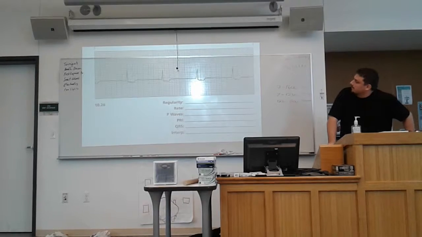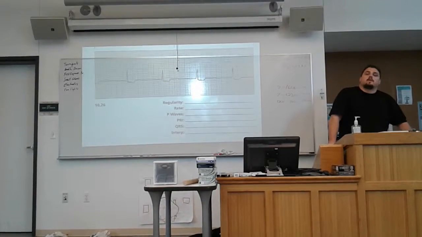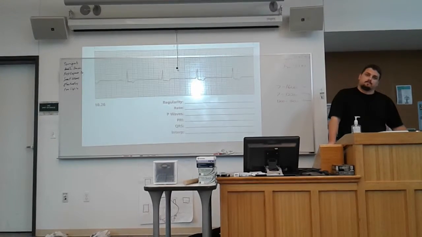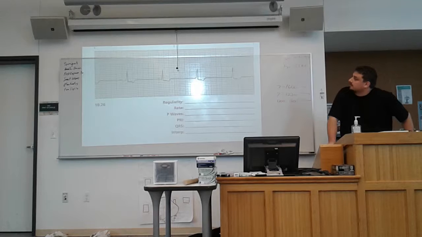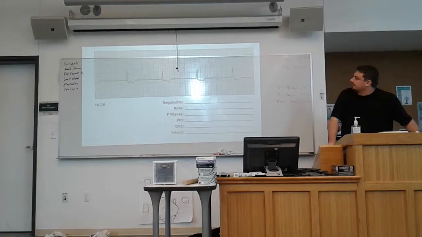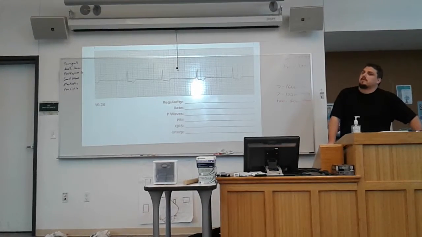Okay, so we have the rate. What's our rate? 44. Now the P-waves, which are there. Present, yeah, sinus. Present, or sinus? Well, they're upright, the same, so yeah, they're coming from the sinus. Some of them are hidden, but yeah. Okay. Are the P waves causing the QRS? No. Not necessarily.